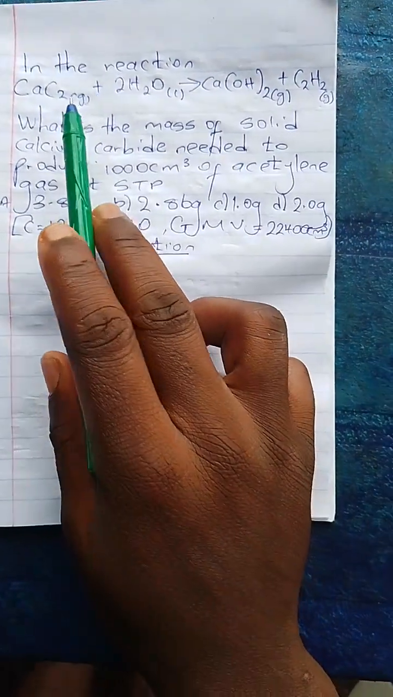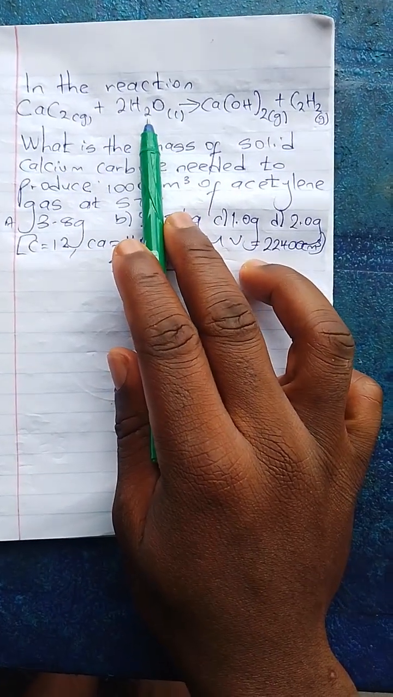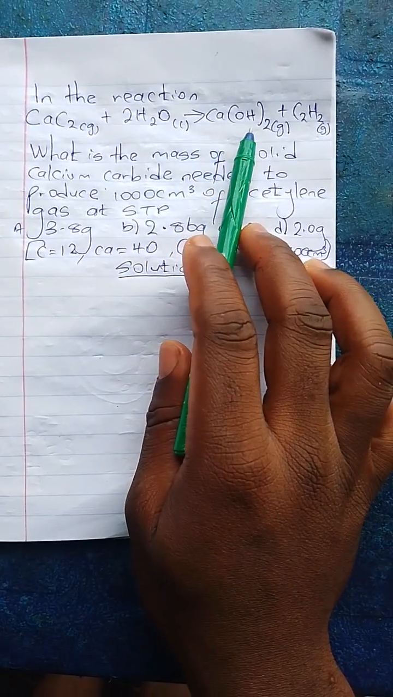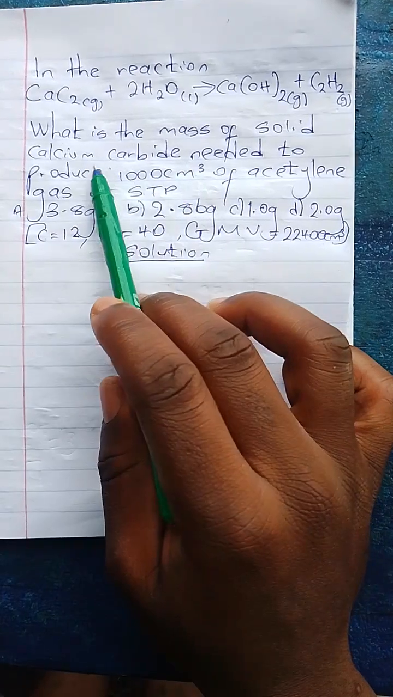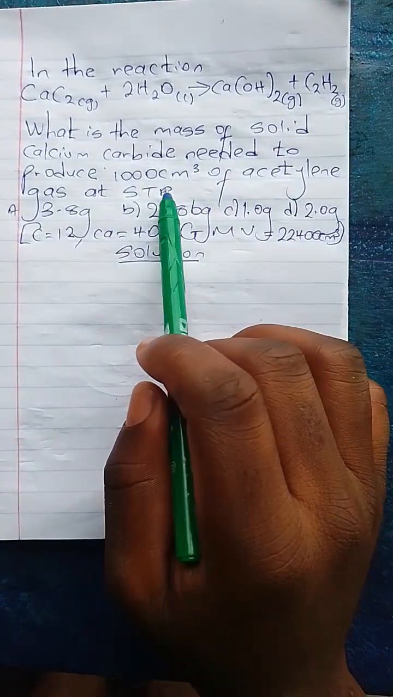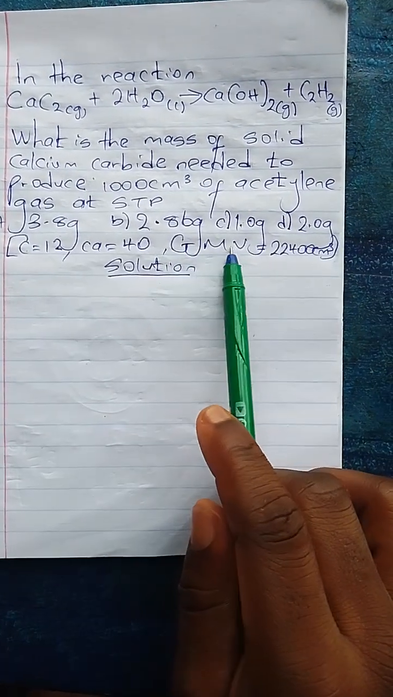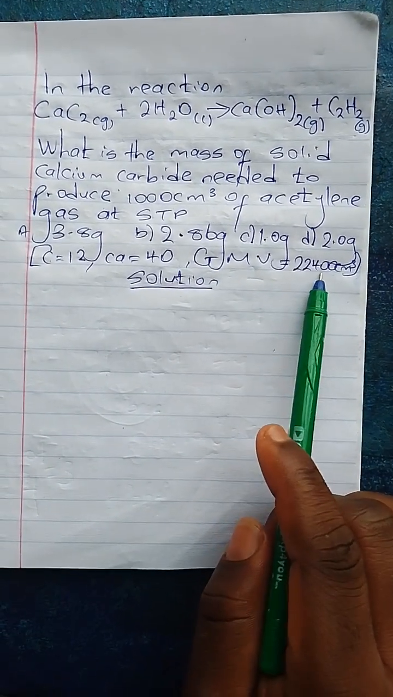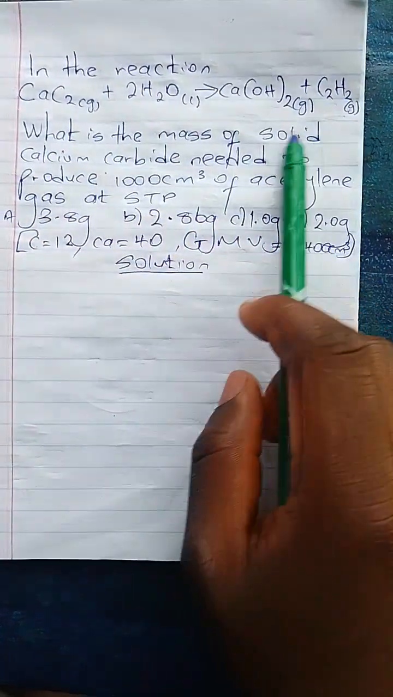Now let's quickly go straight to the question. It says in the reaction, calcium carbide is reacting with water to produce calcium hydroxide and acetylene gas, also known as ethane. So what is the mass of solid calcium carbide needed to produce 1000 cm cube of acetylene gas at STP? And we're given their mass numbers and the gram molar volume to be 22,400 cm cube. Alright. Now questions like this, as you have already given the equation, we'll assume it is already balanced.